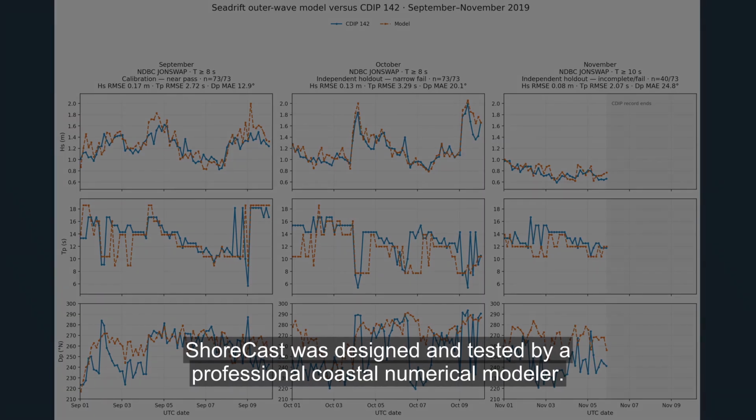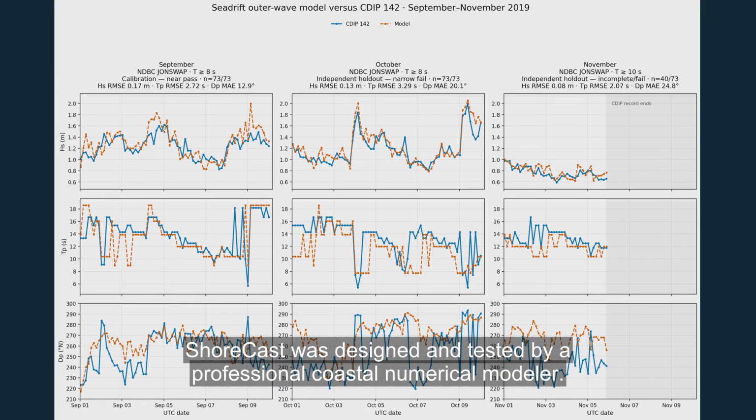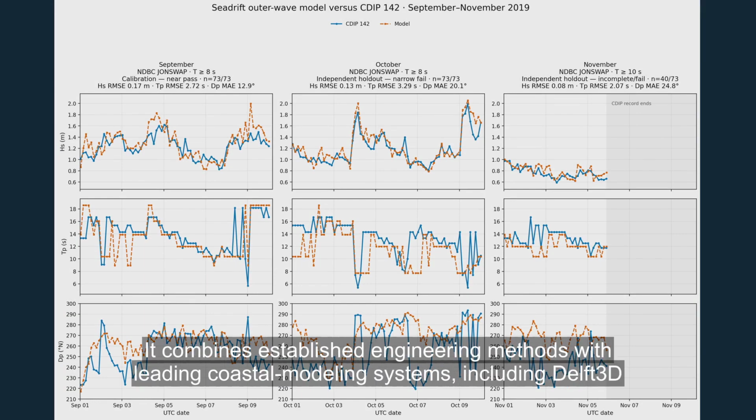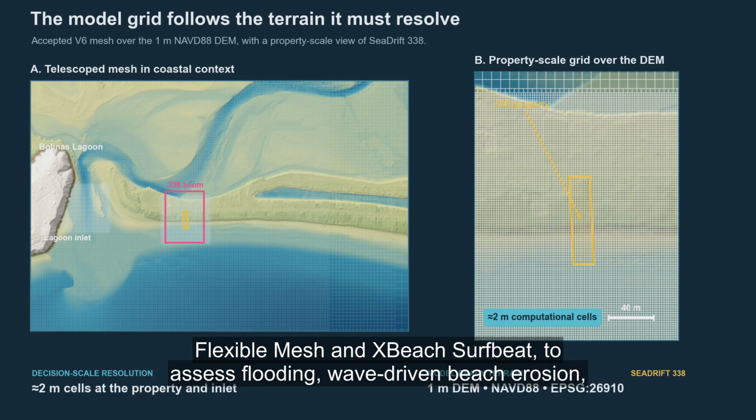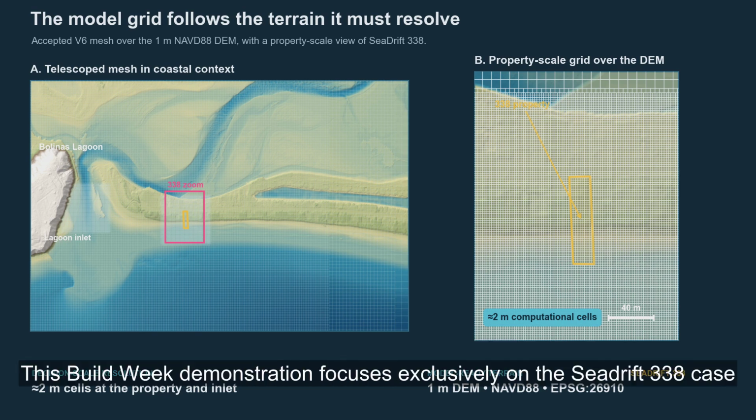ShoreCast was designed and tested by a professional coastal numerical modeler. It combines established engineering methods with leading coastal modeling systems, including Delft 3D Flexible Mesh and XBeach Surfbeat, to assess flooding, wave-driven beach erosion, and shoreline change. This Build Week demonstration focuses exclusively on the Seadrift 338 case study.